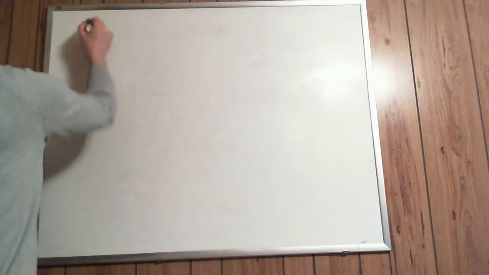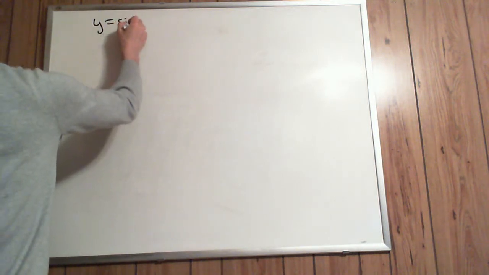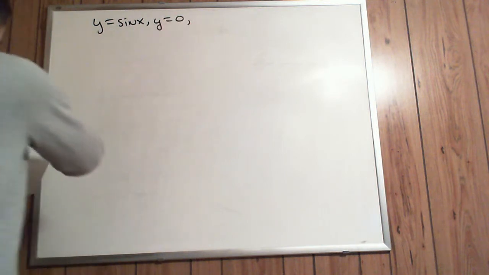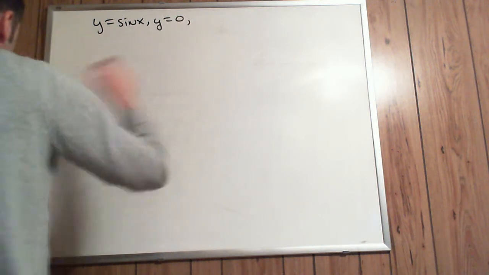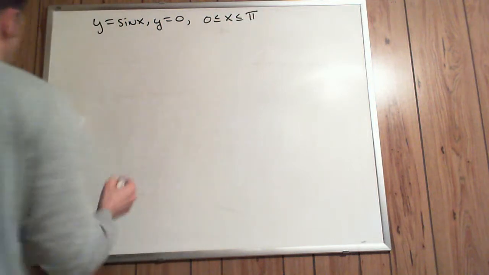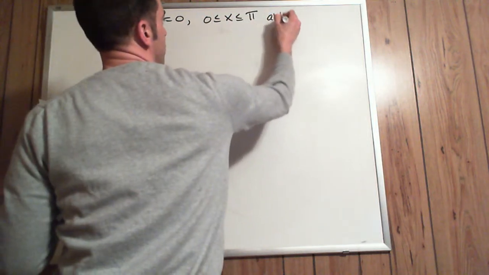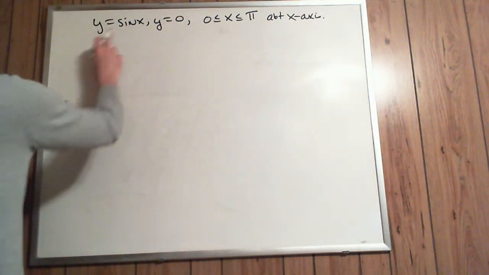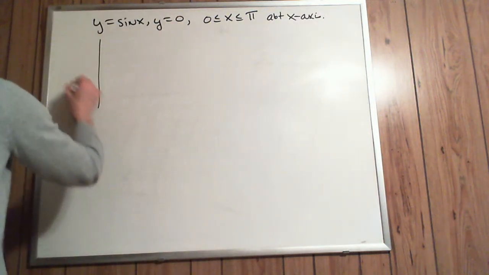Okay, the next one is, suppose we have y equals sine x, y equals 0, excuse me, from 0 to pi. And we revolve it about the x-axis.